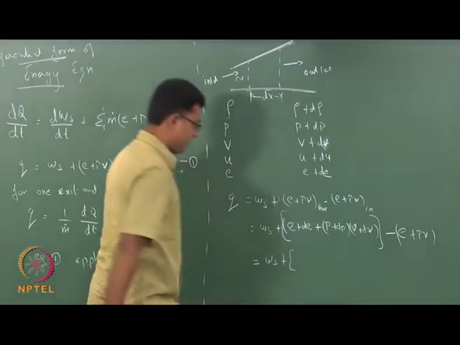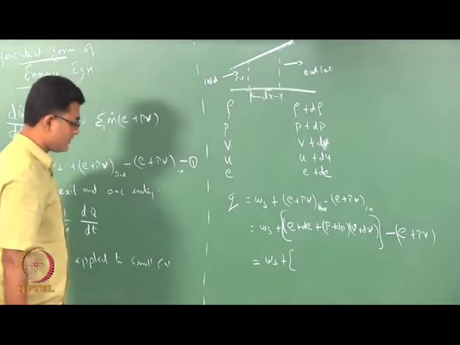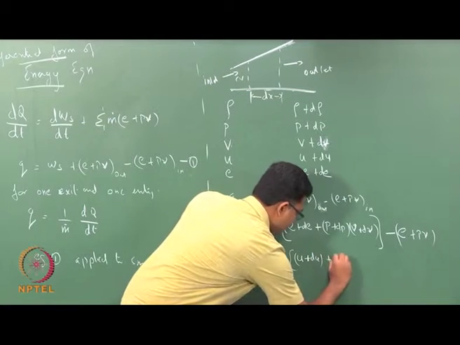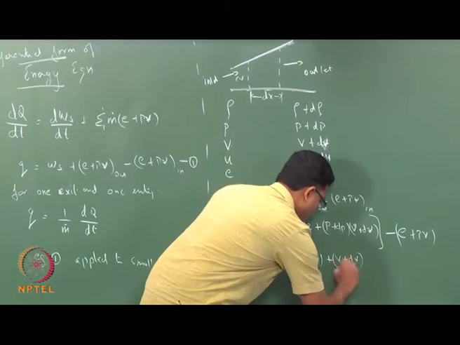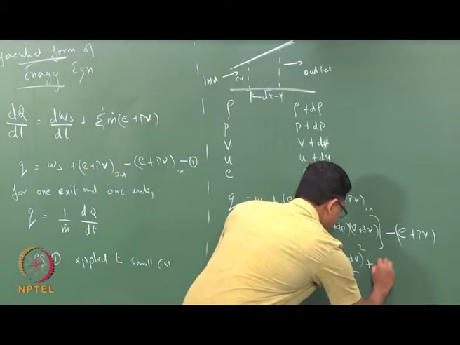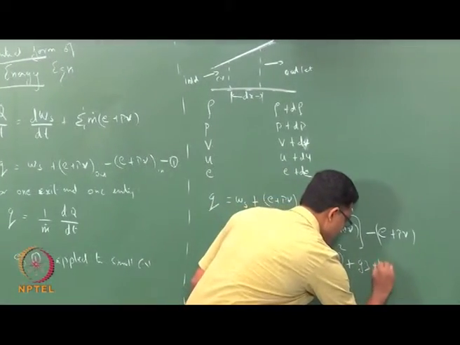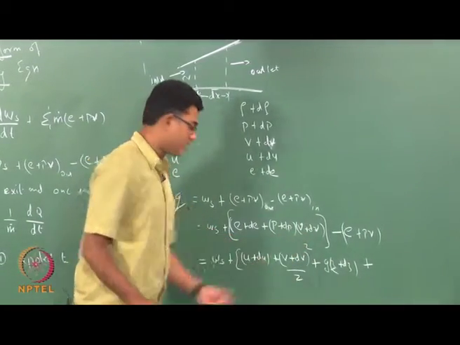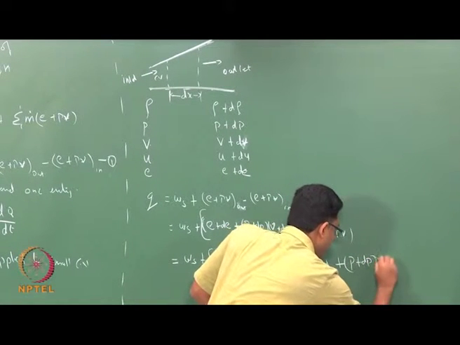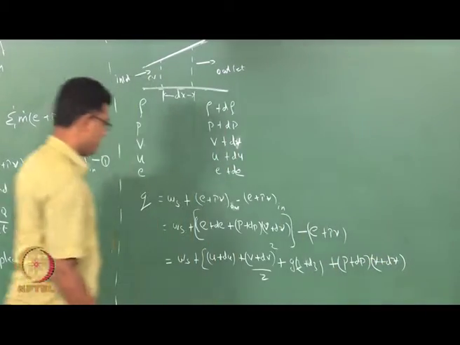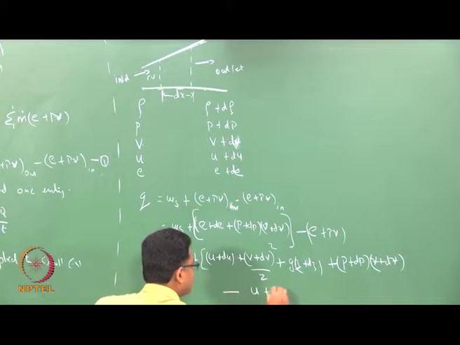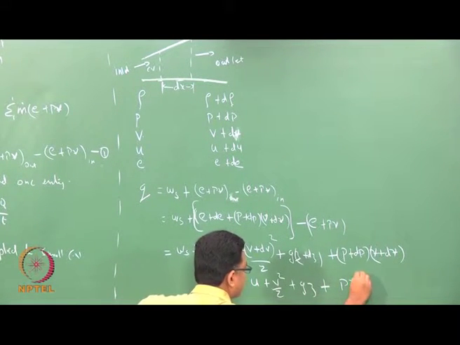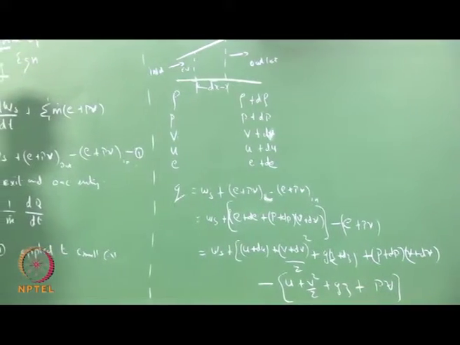Ws, I expand this, E and E cancel out, or E we will expand it as U plus dU plus (V plus dV) the whole square by 2 plus g(z plus dz), okay, plus this quantity, which is pressure and volume, (P plus dP) multiplied by (V plus dV), minus (U plus V square by 2 plus gz plus PV). Okay.